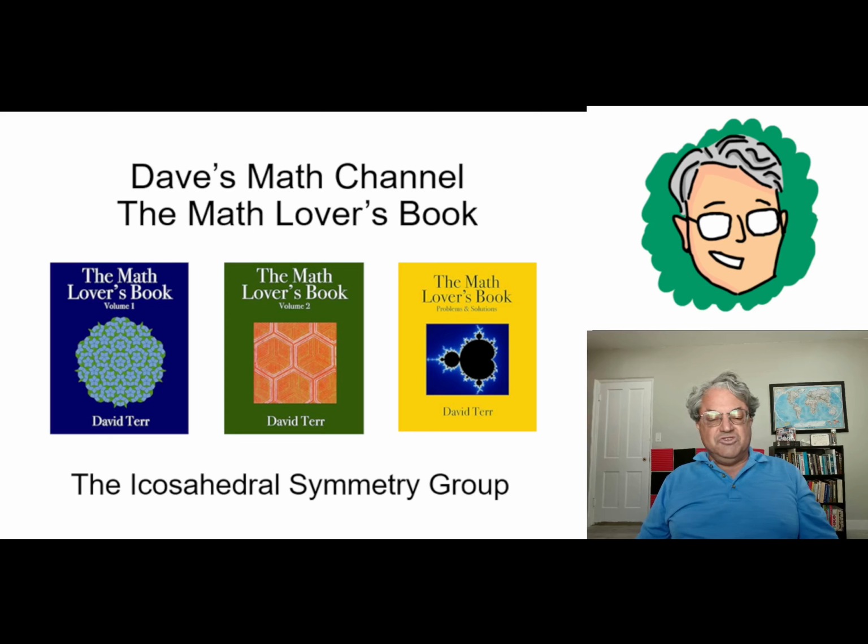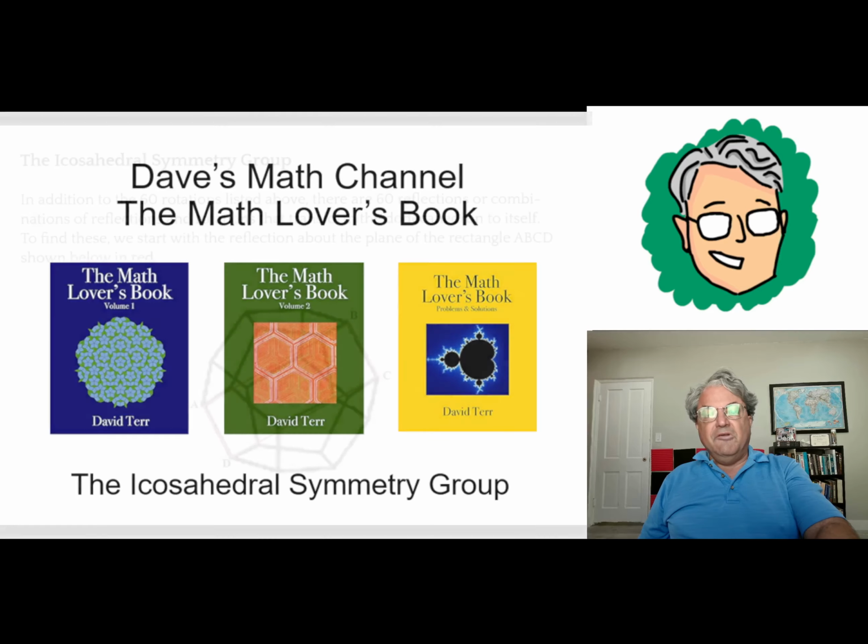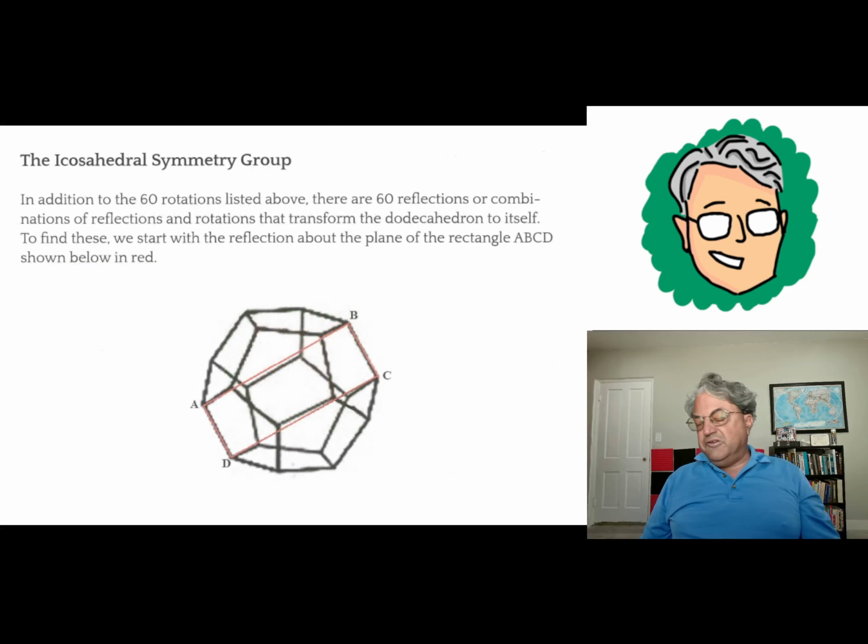It's also the biggest of these groups. It has order 120, and it turns out it's isomorphic to S5, the symmetric group on 5 symbols. Anyway, let's begin.